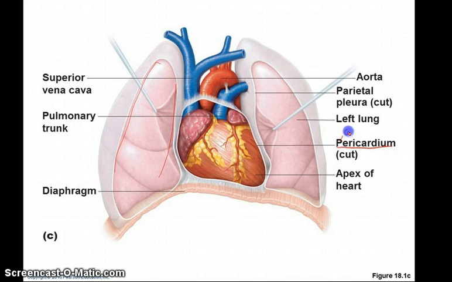Peri is a word that means around, and cardium, of course, means the heart. So it's actually a double-layered membrane that surrounds the heart. And you can see the little white fibers here show you that the pericardium anchors the heart to the diaphragm on the bottom and to the great vessels as they leave the heart.